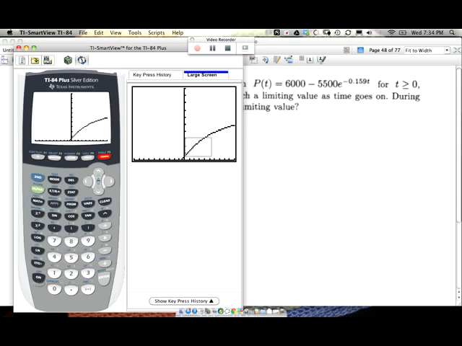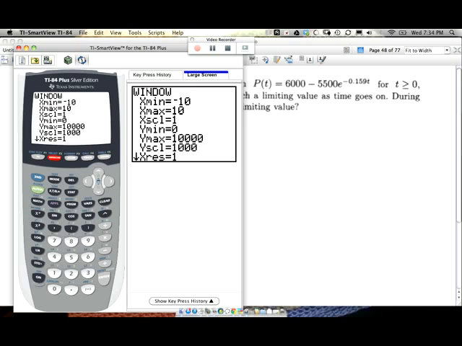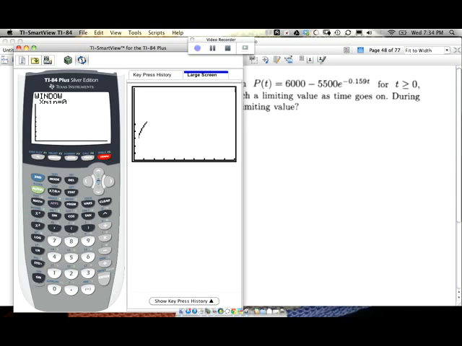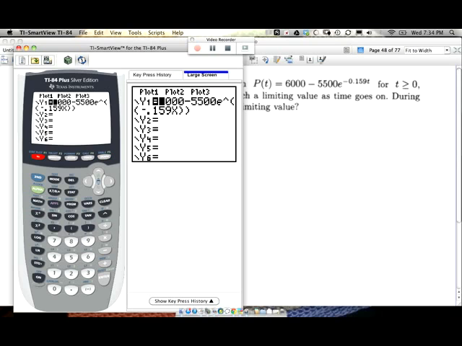What is this value? 1, 2, 3, 4, 5, 6. It looks like that's going to 6,000. Just to make sure, we can change our window here. Let's say 0 to 100, and we're going to count by tens. Yep, it definitely flattens out. What is that line? It looks like it's 6,000. But let's see if it is 6,000 for sure.